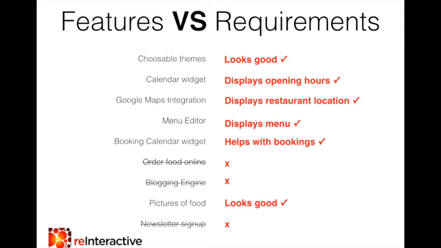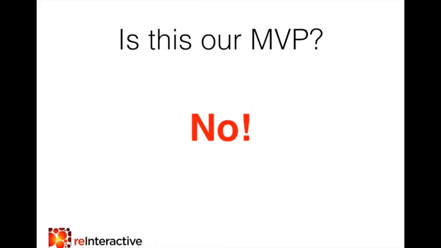Ordering food online, that's not so important. It's not one of the key pain points that we're looking for, so we'll get rid of that feature. A blogging engine, it's too much at the moment. Let's drop that as well. Pictures of food, that fits into the looking good category. The newsletter sign up, yeah, that would be great, but it's not in our key set of features, so let's drop that for now, because if in doubt, leave it out. All right, so is that our MVP feature set?